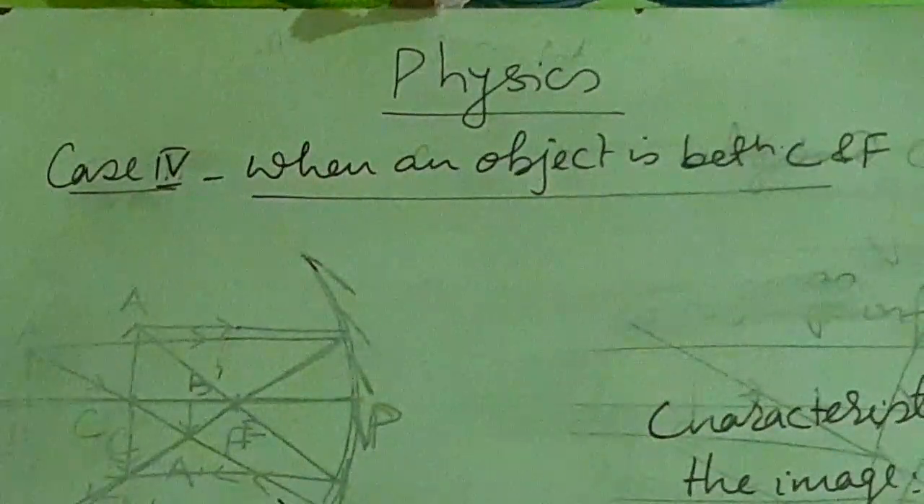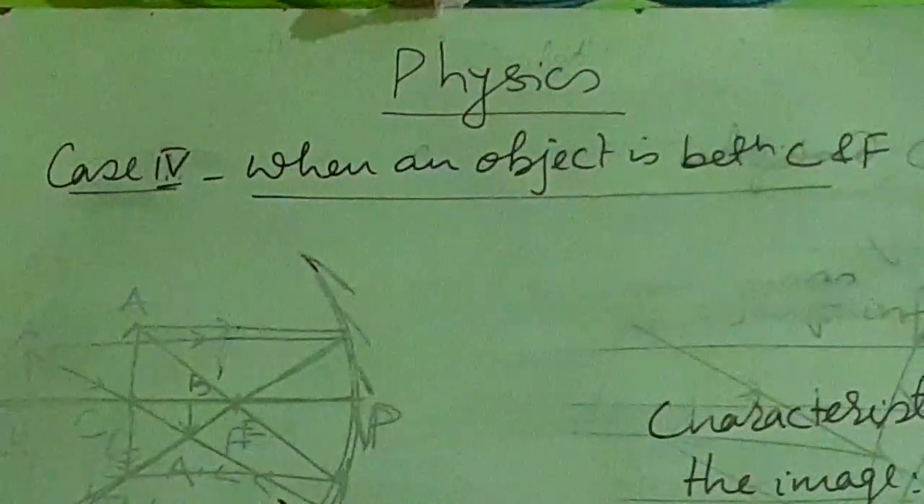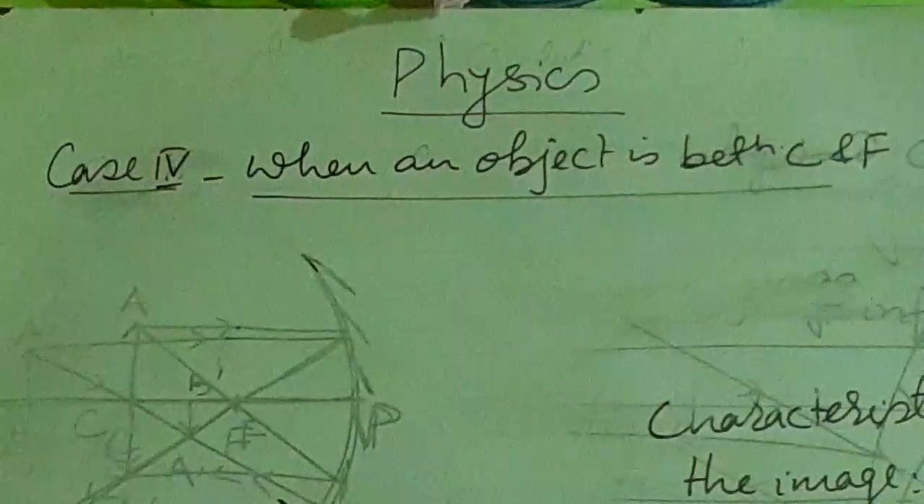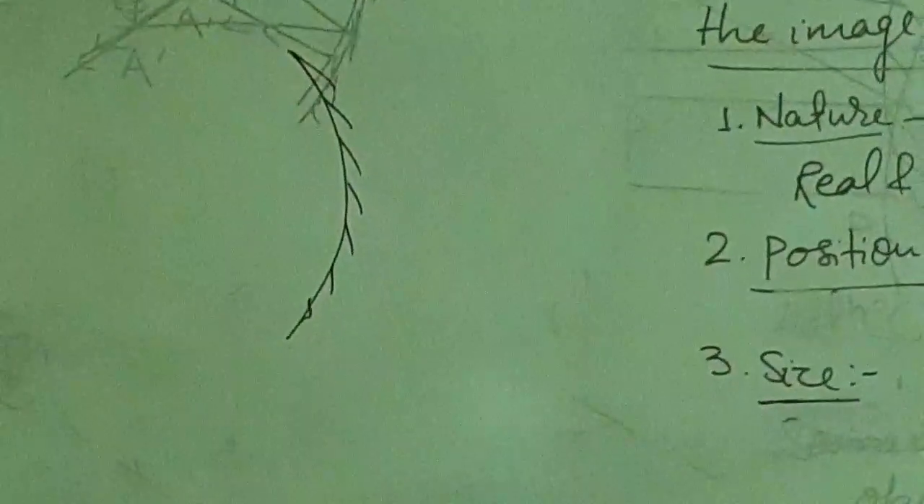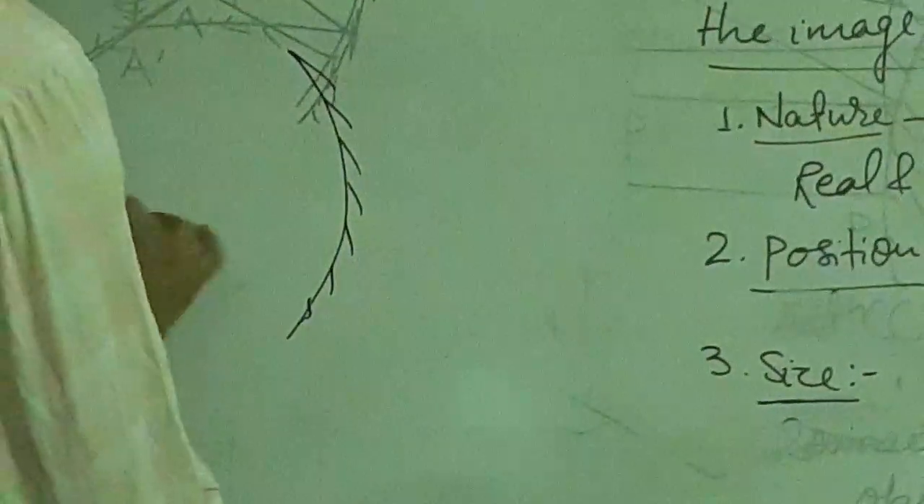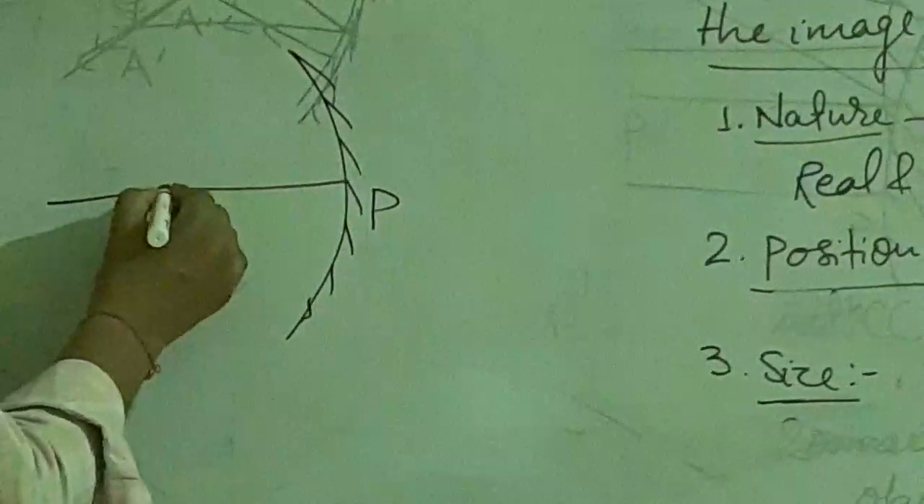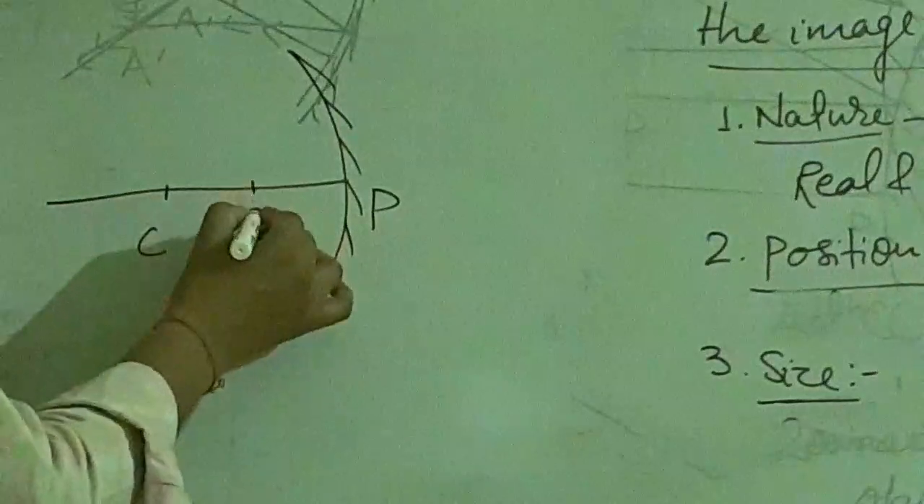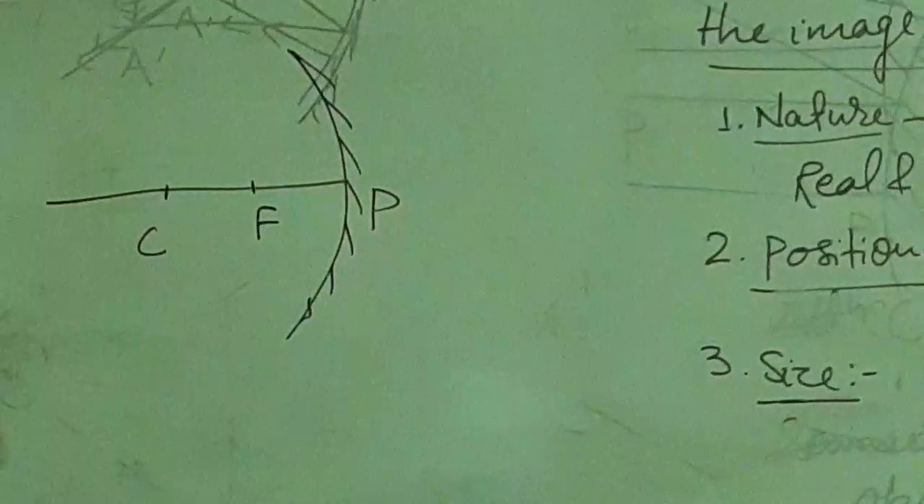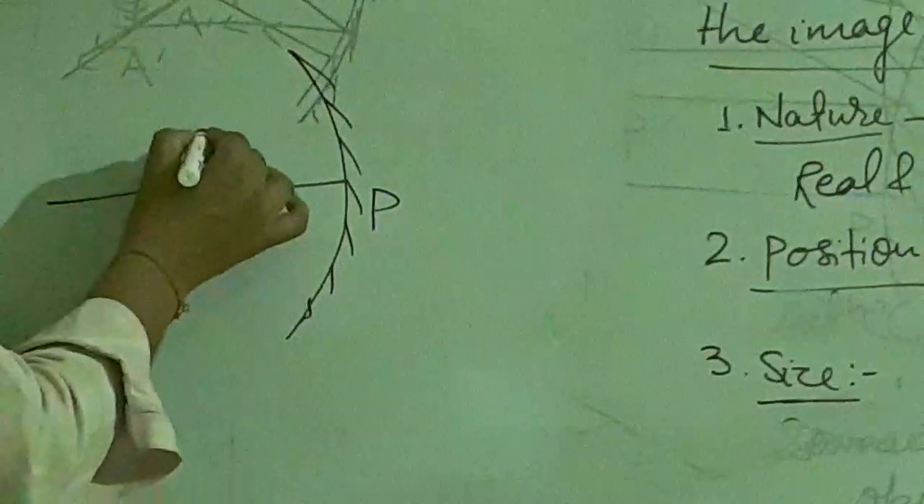This is the concave mirror. This is the principal axis. This is the center of curvature. This is the focus. A ray is between C and F.